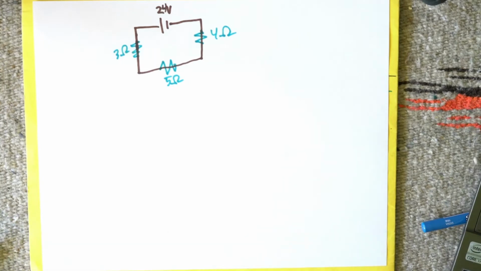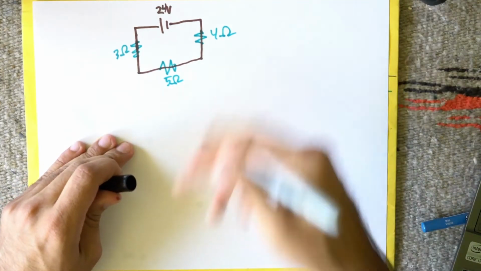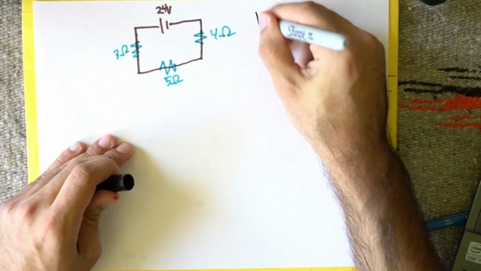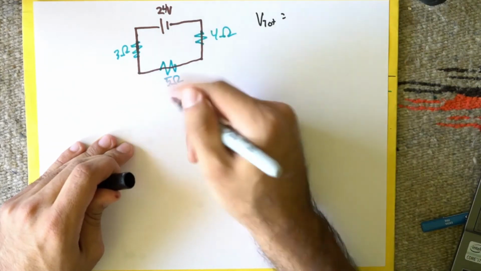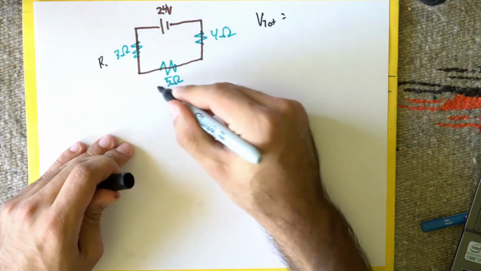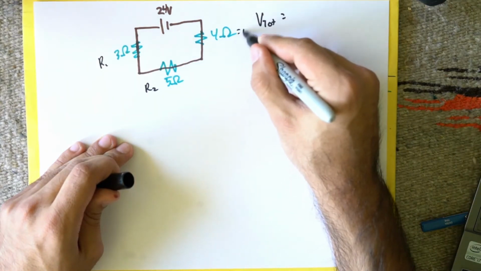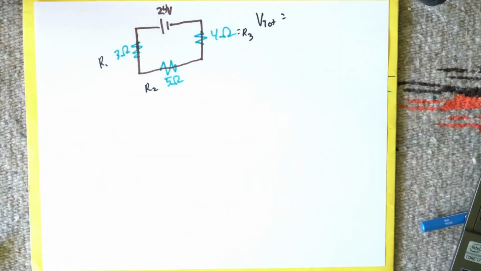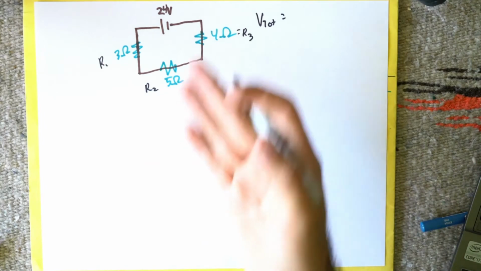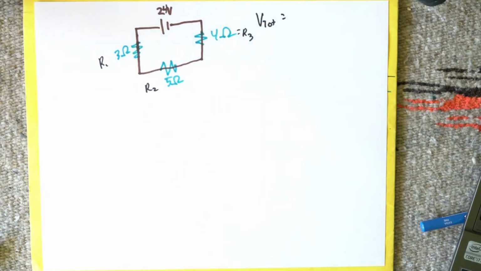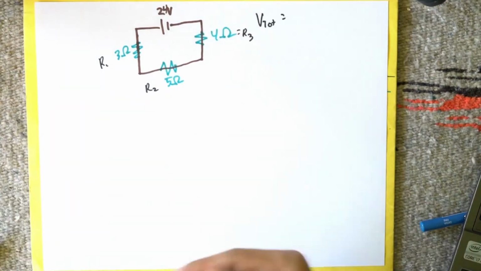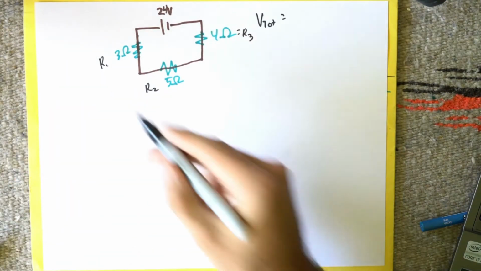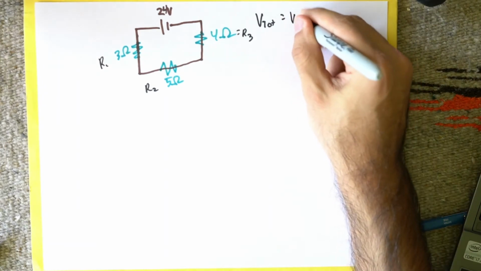So let me write this equation out for you to help you understand equivalent resistance. So V total, which is 24, is going to equal, let's say this is R1, R2, and then R3. So this resistor has resistance. It also has a current flowing through it, and it also has a voltage across it, okay? So this R1 can relate to V1.